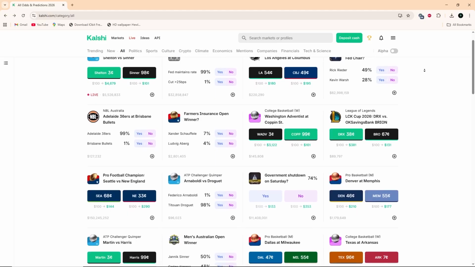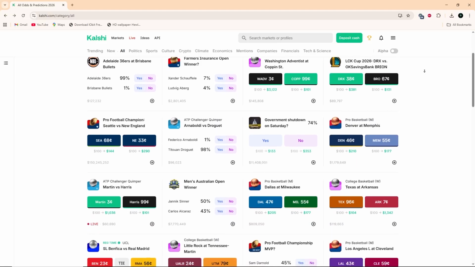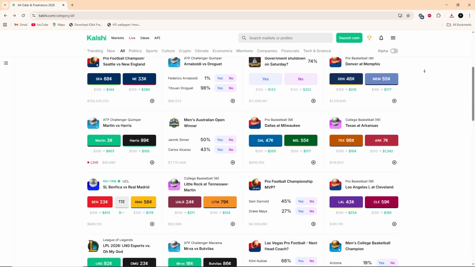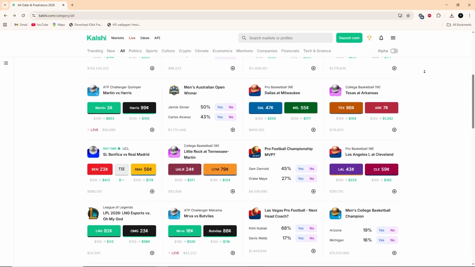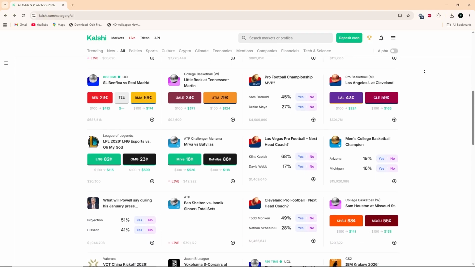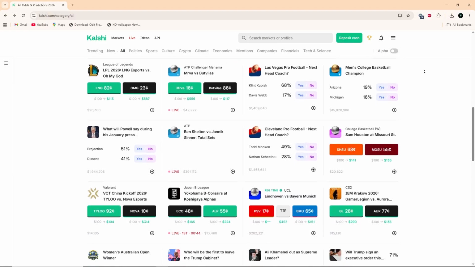Today I will show you how to use Kalshi. Kalshi is a platform where you can trade on the outcome of real-world events. It is called a prediction market. Each market asks a simple yes or no question, like whether a sports team will win, or whether the Federal Reserve will raise interest rates. The price of a contract shows what other traders think is the chance of that event happening.